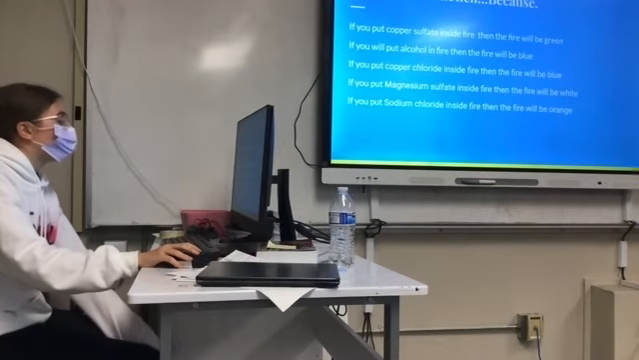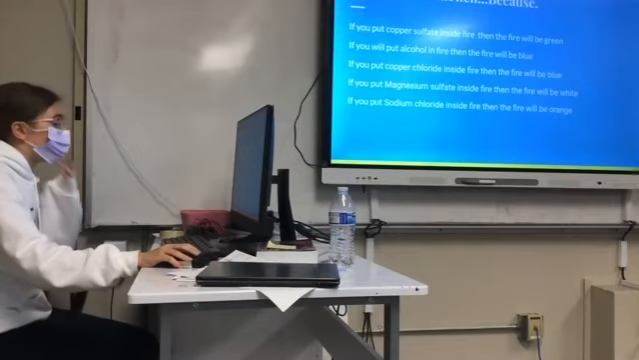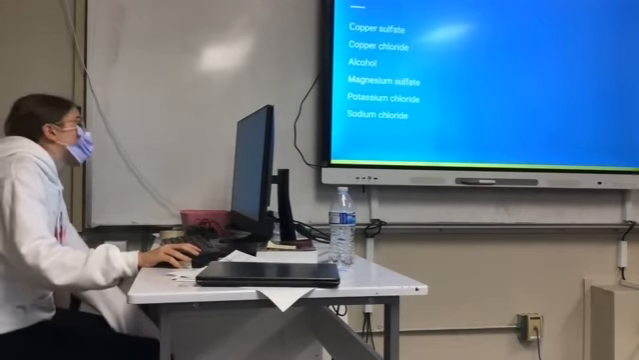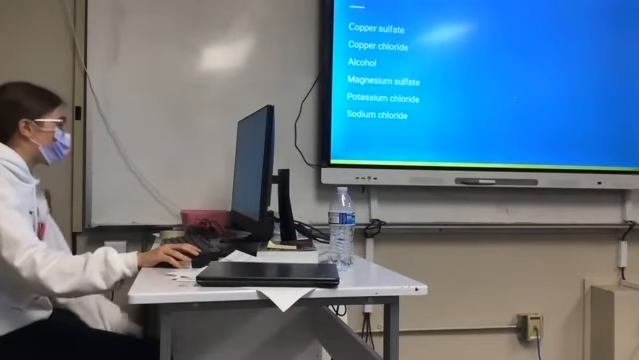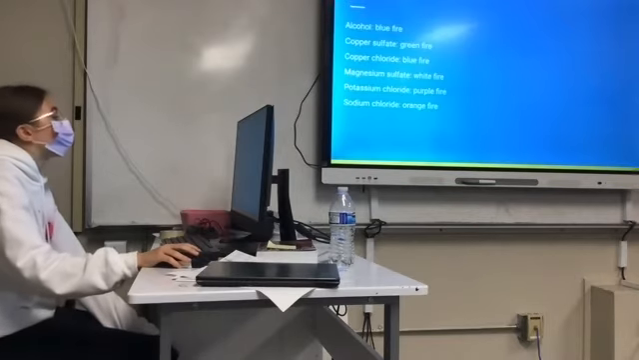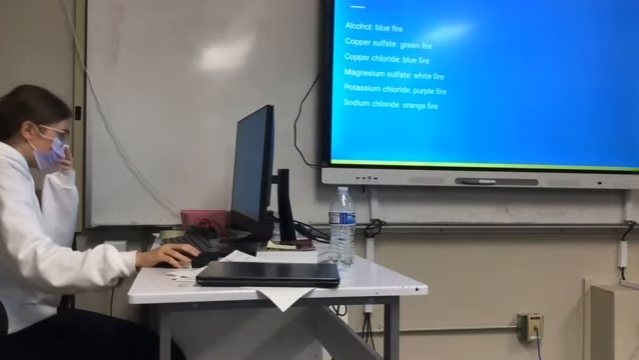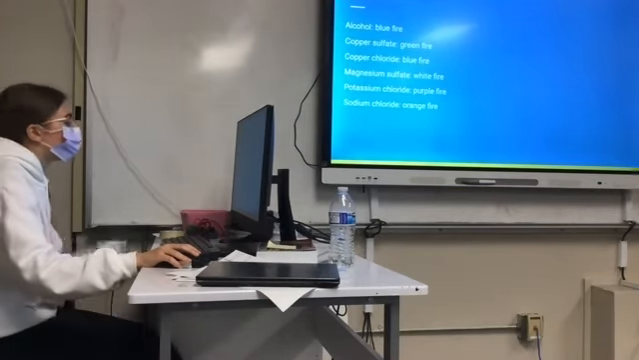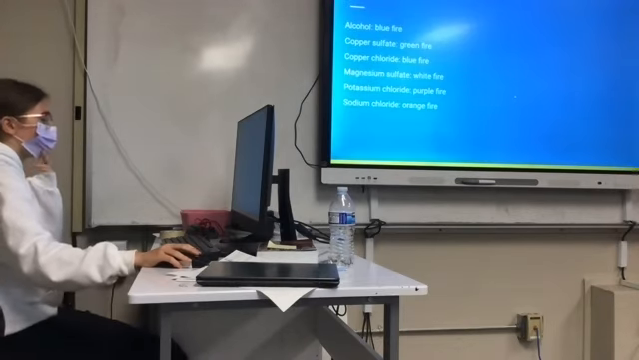If you put magnesium sulfate inside fire, then the fire would be white. If you put sodium chloride inside fire, then the fire would be orange. Materials: copper sulfate, copper chloride, alcohol, magnesium sulfate, potassium chloride, sodium chloride. Products: alcohol, blue fire; copper sulfate, green fire; copper chloride, blue fire; magnesium sulfate, white fire; potassium chloride, purple fire; sodium chloride, orange fire.